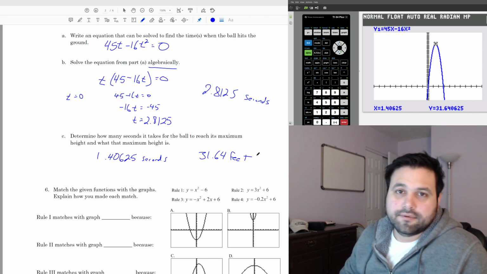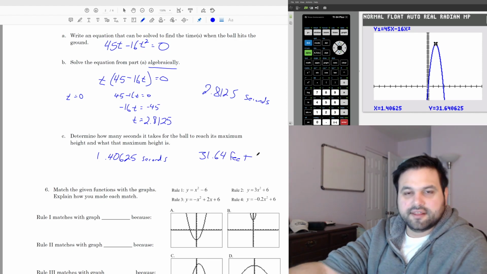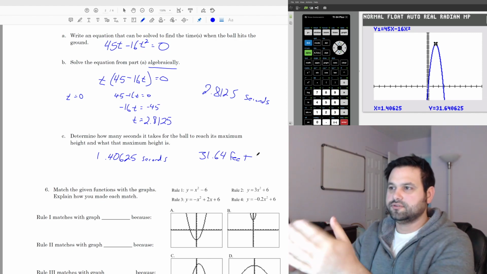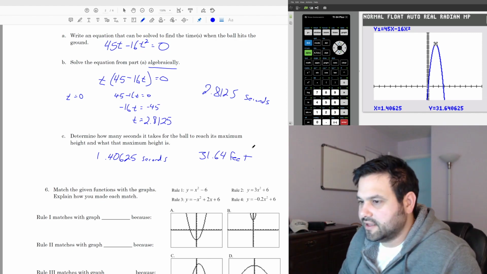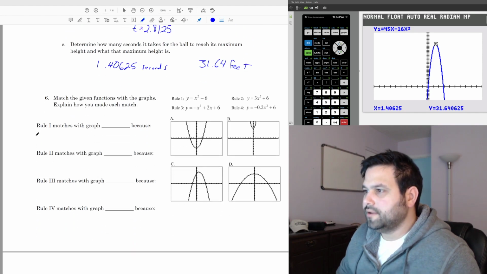There we go. Now, alternatively, we could have just plugged that number into the function, squared it, multiplied it, done all that stuff. Number 6, matching. Rule 1.